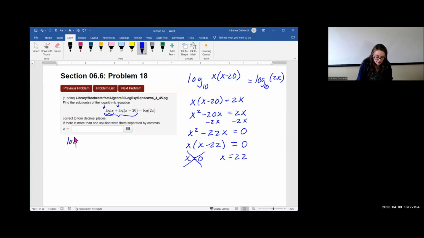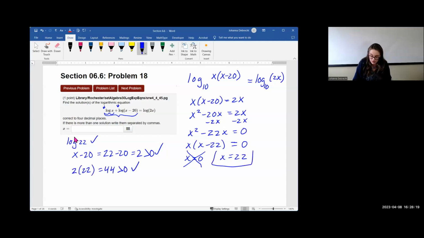Is it okay to have log base 10 of 22? Yes. What if I were doing the next answer part, x minus 20? If I substitute 22 minus 20, I get 2, which is positive, so it checks. What about in the third one on the right side? You must check them all. 2 times 22 gives me 44, which is positive, so it checks. We have one solution, which is x equal to 22.